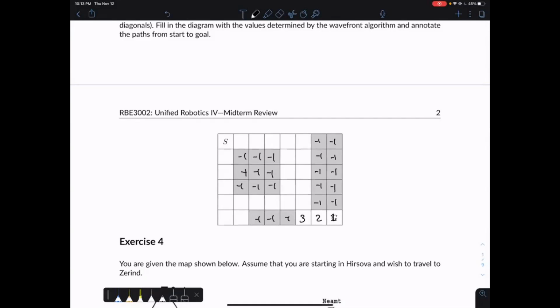So you do 1, all neighbors of 1 then get a +1. All neighbors of 2 get a +1, so we get 3. All neighbors of 3 get a 4, so that's 4. And now the question is, where do we put our 5s? So we have 2 neighbors, so both of those get a 5.